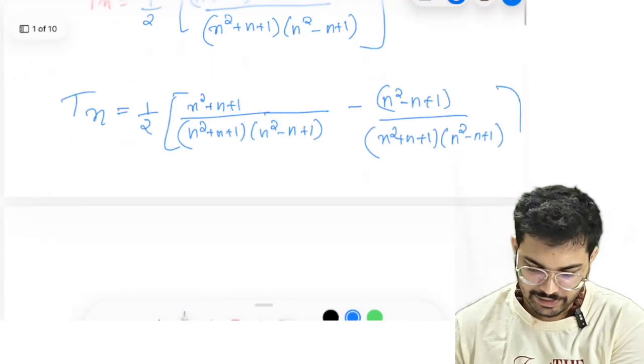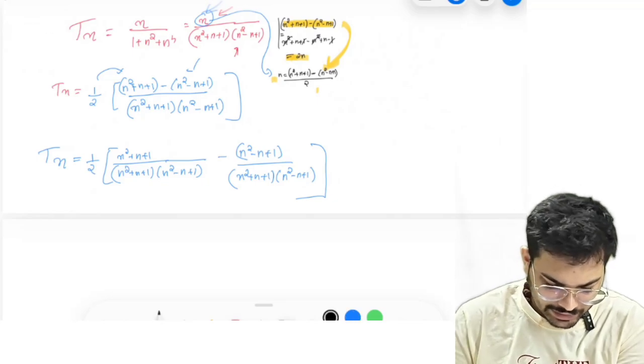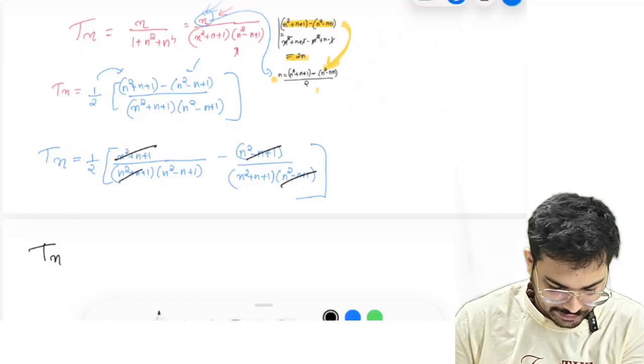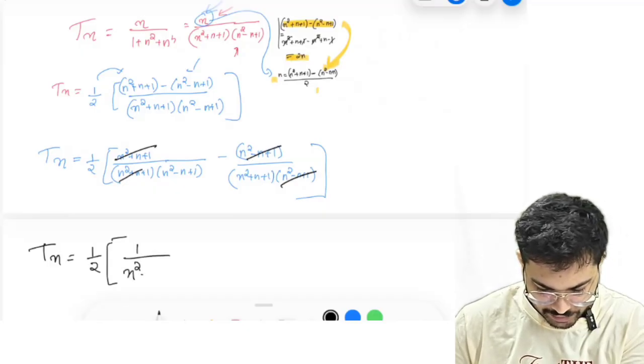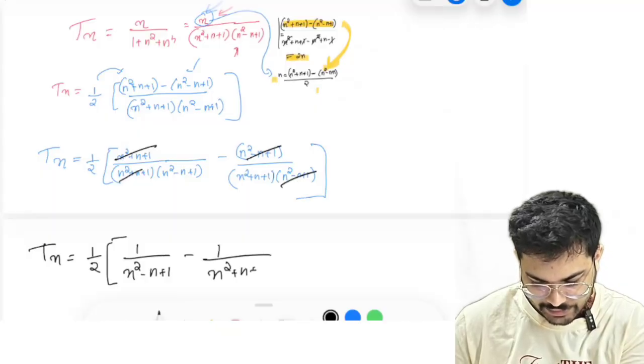That's how we will be splitting it. We just split the numerator. Now here we can cancel this term and this term. So we can write our nth term as 1 by 2 into 1 by n square minus n plus 1 minus 1 by n square plus n plus 1.